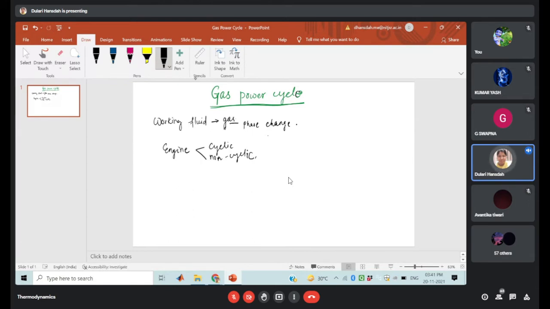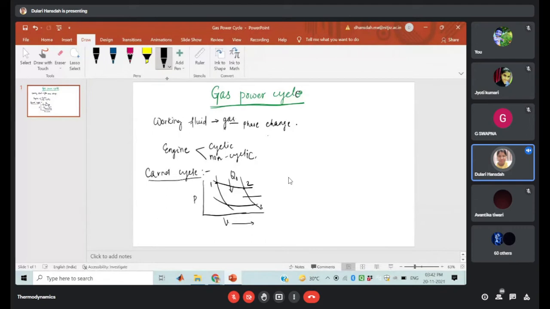So all of you know that the gas power cycle is nothing but a heat engine. The basic cycle for the heat engine is known as your Carnot cycle, right? If you remember, it has two reversible isothermal processes and two reversible adiabatic processes. If you remember that PV plot, pressure-volume being the property plot, it will look like this. The 1 to 2 process is your isothermal heat addition process, and the 2 to 3 process is the reversible adiabatic expansion process.